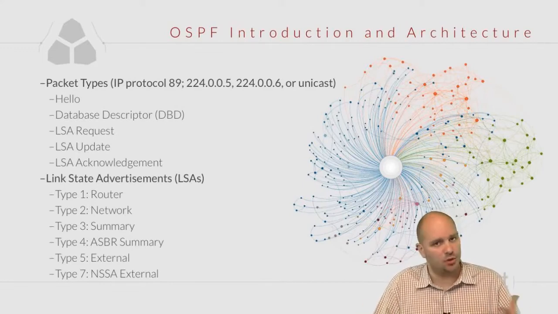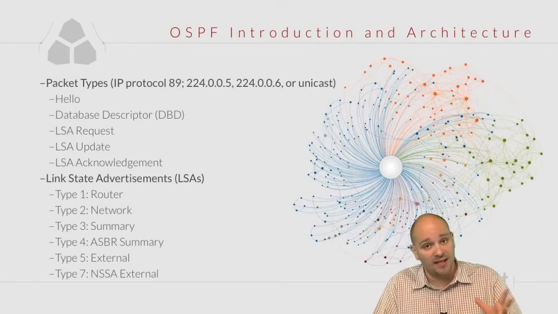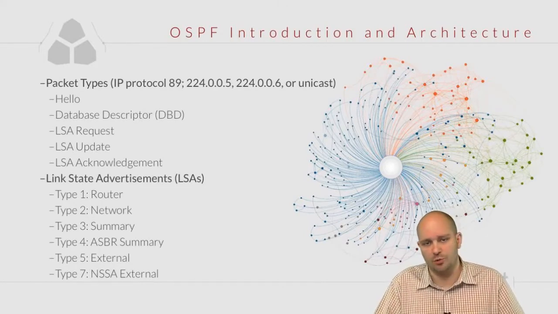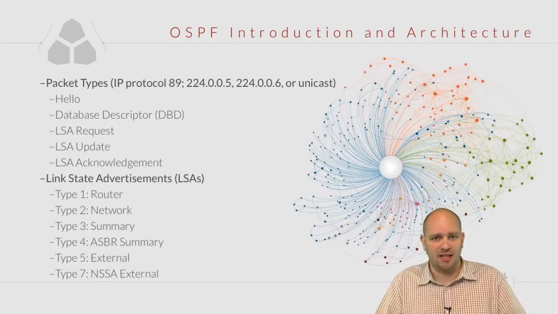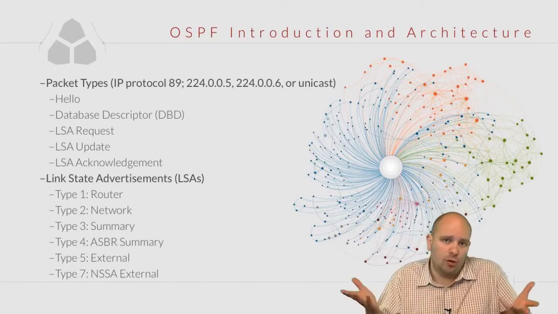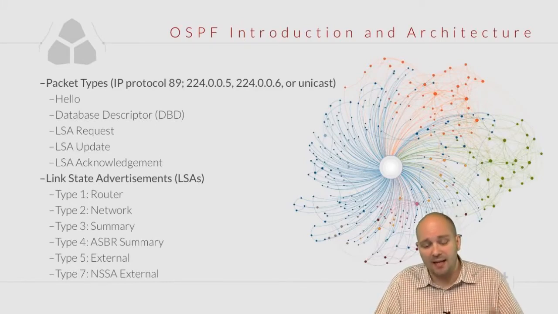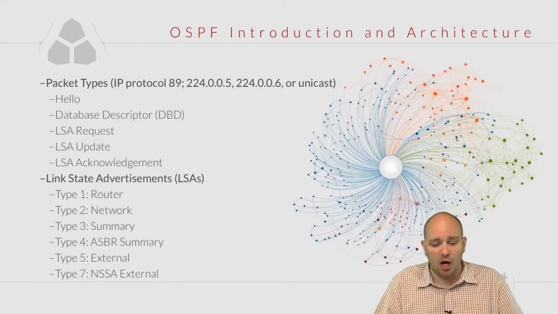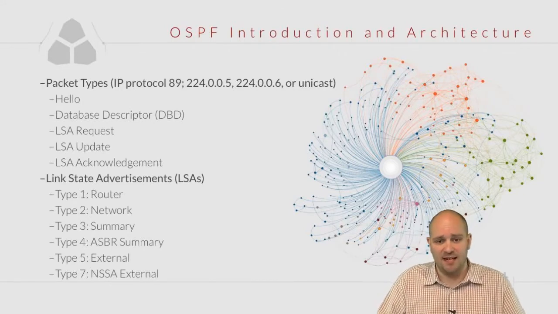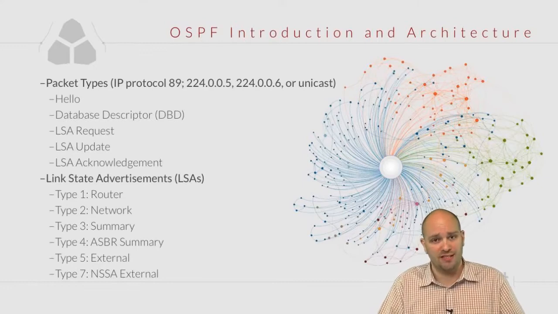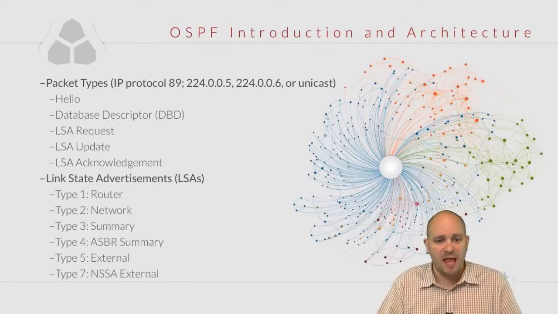So OSPF doesn't use TCP or UDP. It has a specific protocol type 89 that is reserved for its use. These packets can be either sent as unicast packets to a unicast destination, or they can be sent as multicast packets. And in that case, what we are going to see are link local multicast destination addresses of 224.0.0.5 or 224.0.0.6 in some special cases.